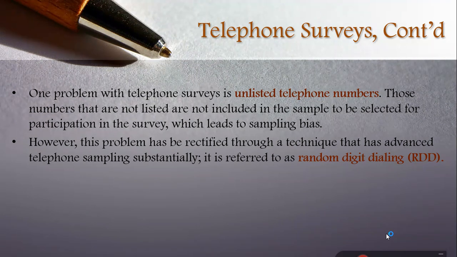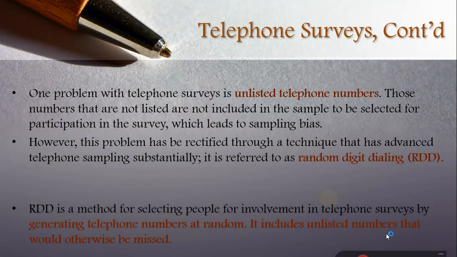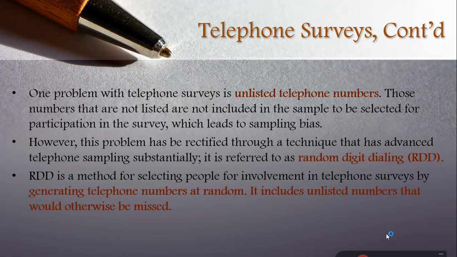However, this problem has been rectified through a technique that is referred to as random digit dialing, or RDD. RDD is a method for selecting people for involvement in telephone surveys by generating telephone numbers at random. And so this random generation of telephone numbers includes unlisted numbers that would otherwise be missed.